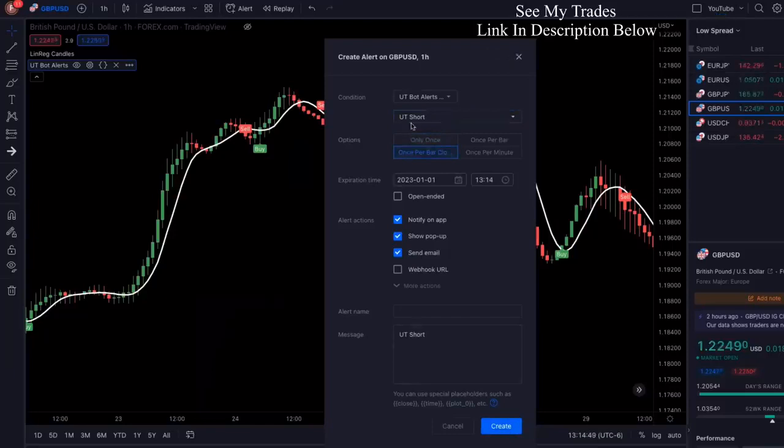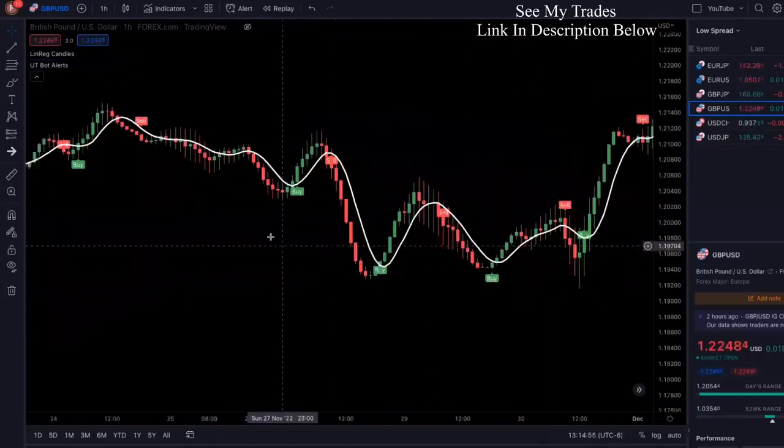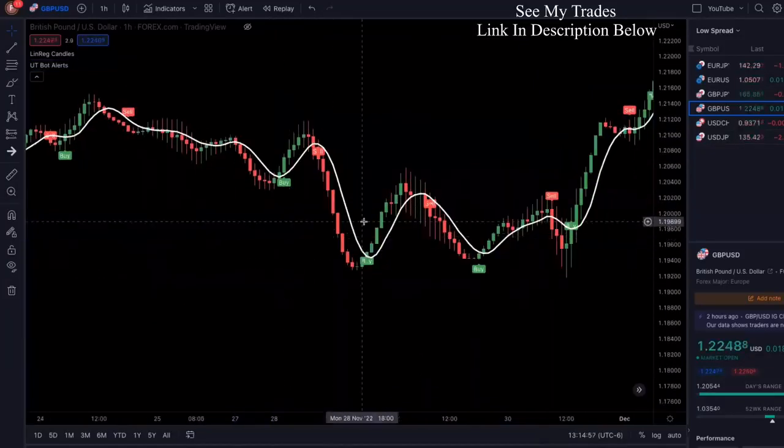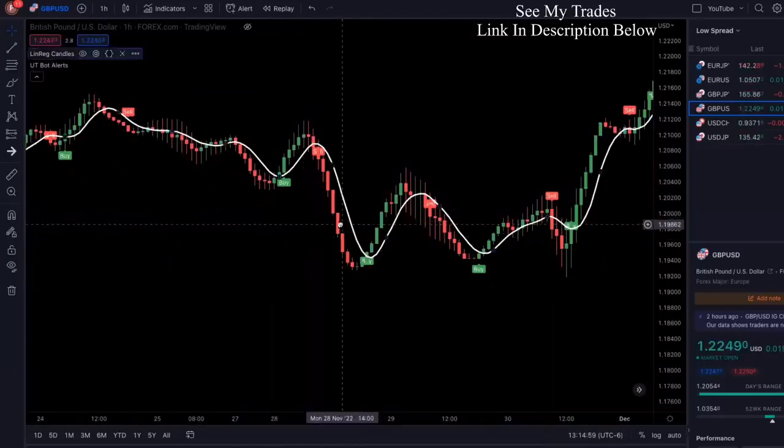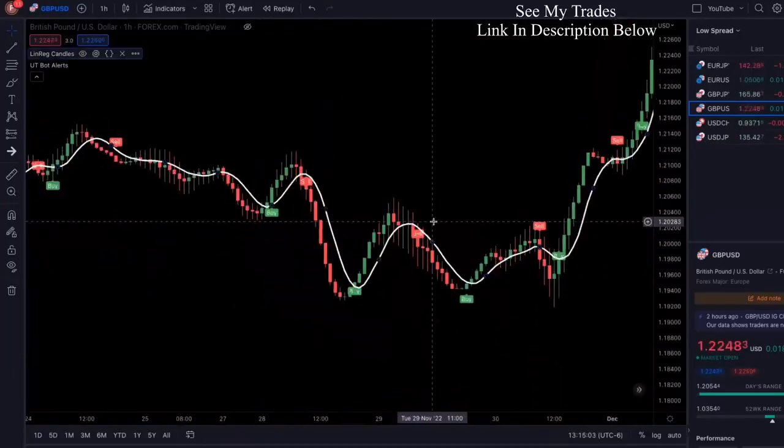So this way, anytime a bar closes with a sell signal or a buy signal, you'll get alerted, and then you can look at everything else and kind of make your decision of what you want to do. So it is super simple to set up the alerts on this particular strategy as well.